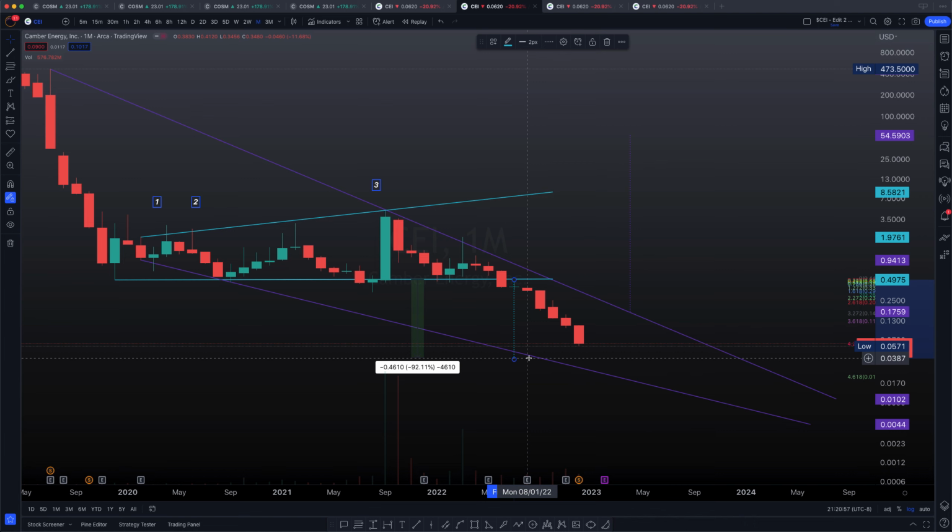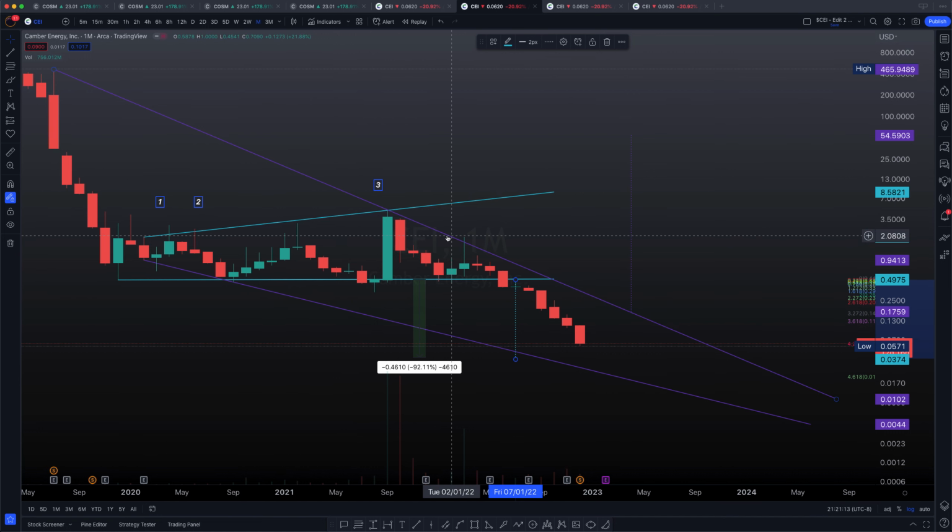Okay, so we're looking at a potential minus 92.11% decline. Okay, so we now have a projected target per the playbook of how to trade right-angled broadening ascending wedge. Okay, it is particular to the downside.